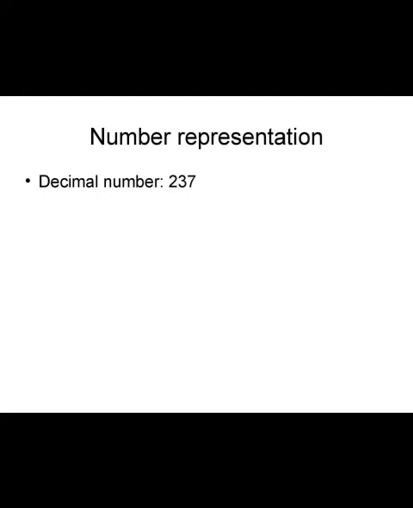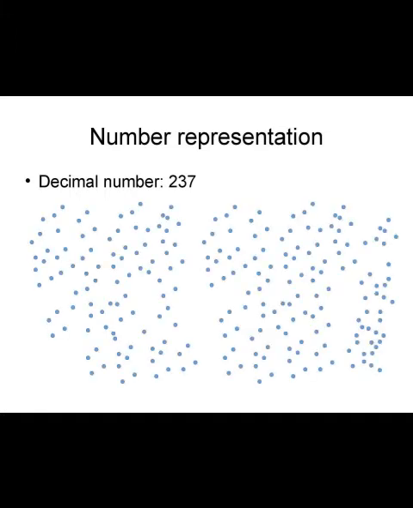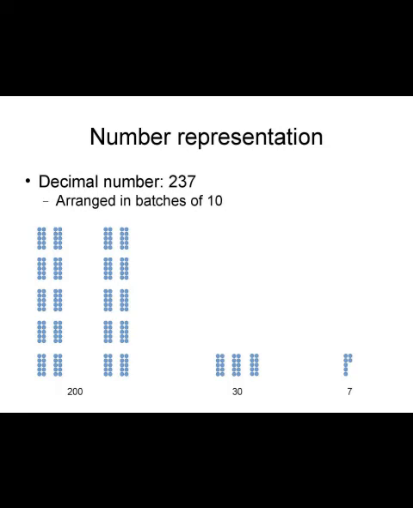Let's consider this decimal number, 237. This number is used to represent 237 items. We can arrange these 237 items in batches of 10. In this way, the 237 items are arranged as 2 hundreds, 3 tens, and 7 ones, which represents 237 items.